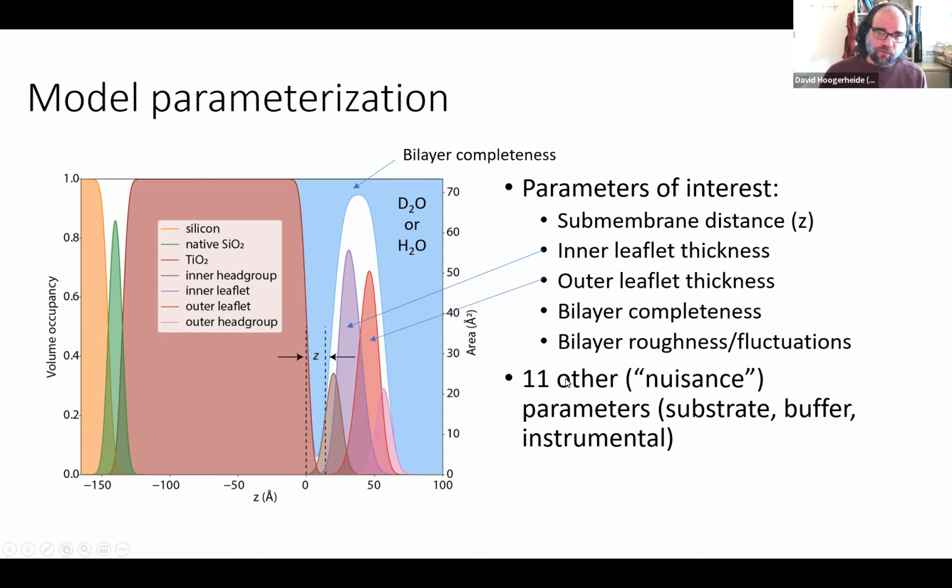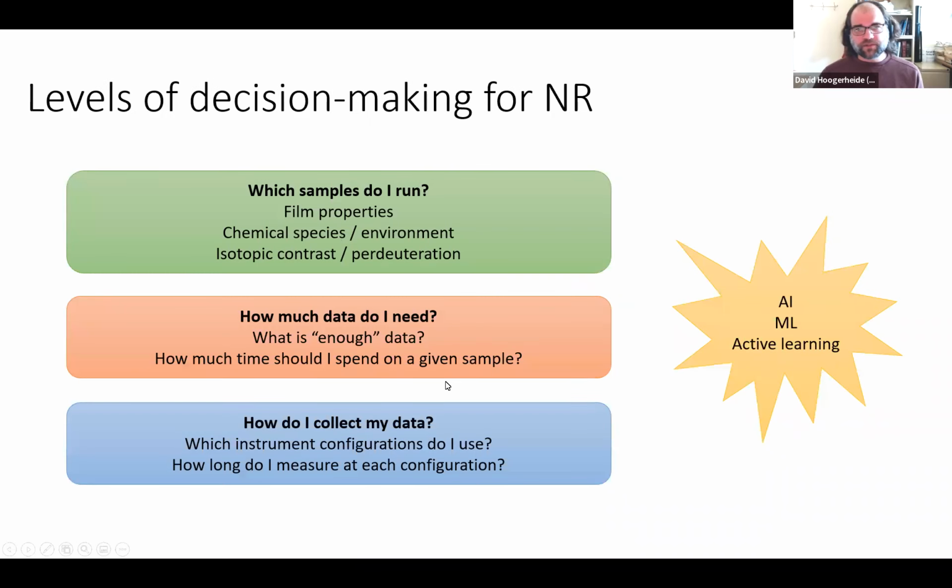For an experiment like this, we can also talk about our levels of decision-making. And in this case, we might talk about whether we use titanium oxide or something else. So this is the kind of question, how do I design my sample? Which lipids do I use? Do I use D2O and H2O, or do I use some mixture of them? And then there's another question in here too, which is particularly important, I think, for intensity limited techniques like neutrons. How much data do I actually need? When can I stop? Like, when do I have the data that I need?